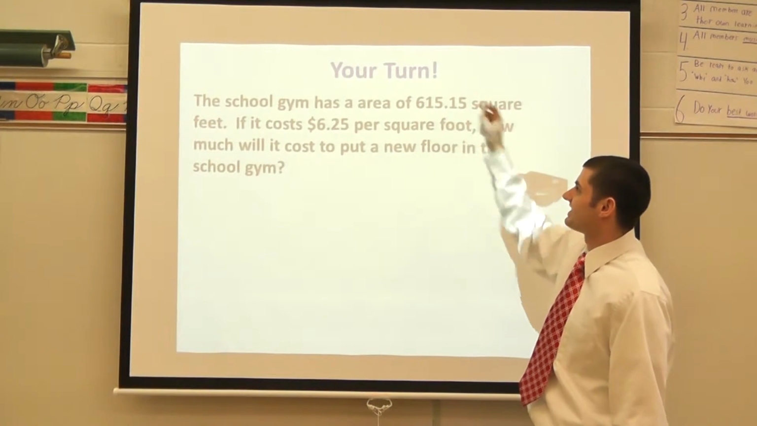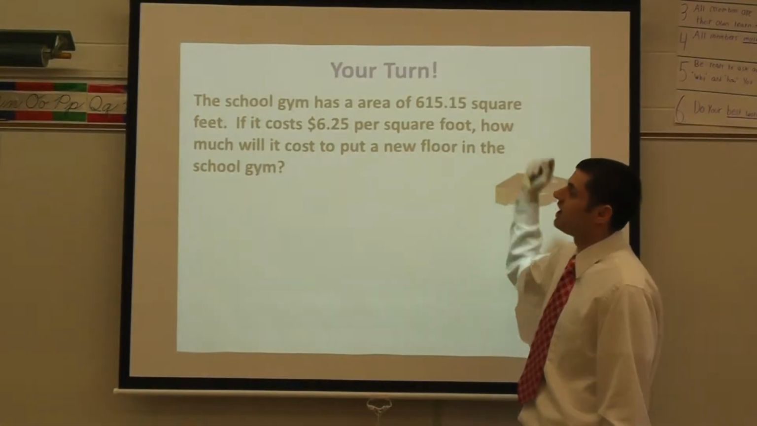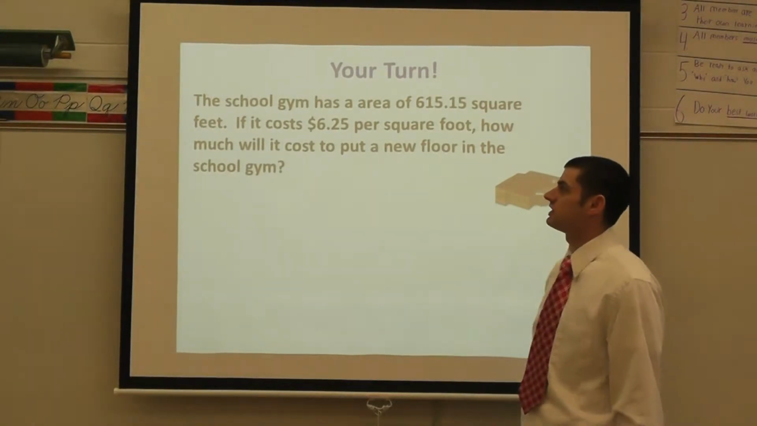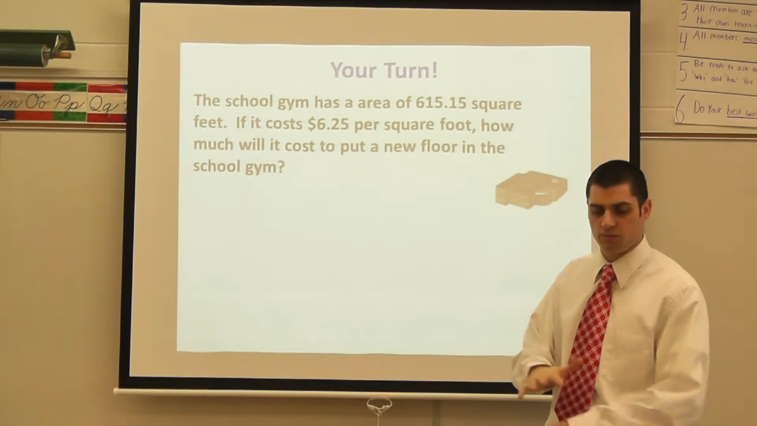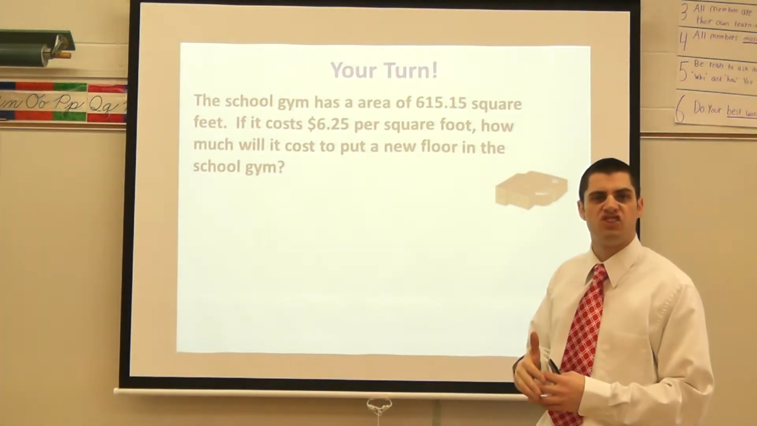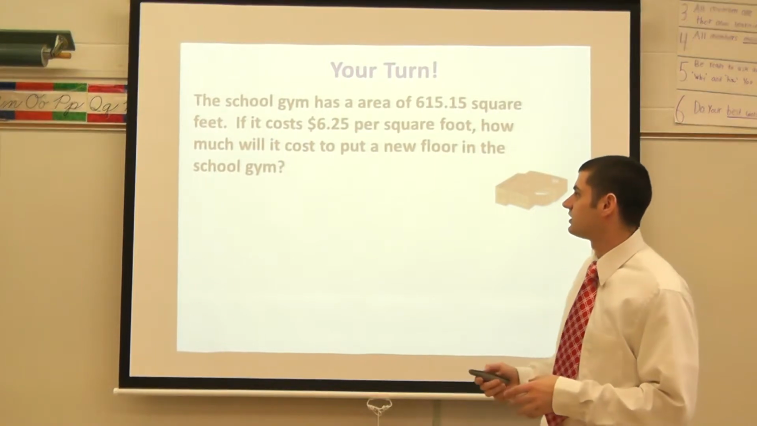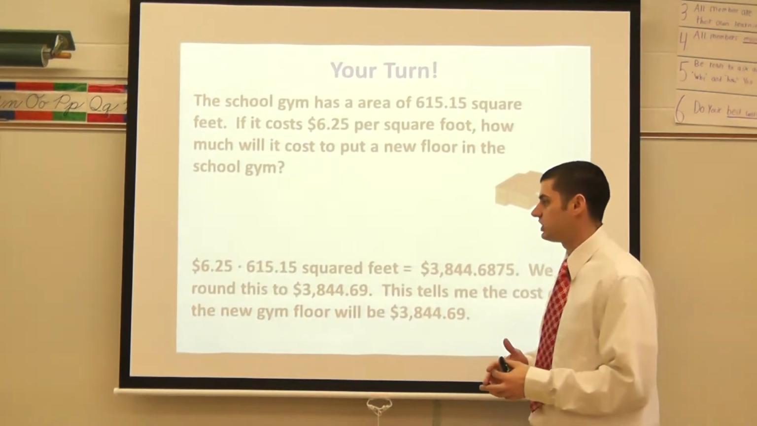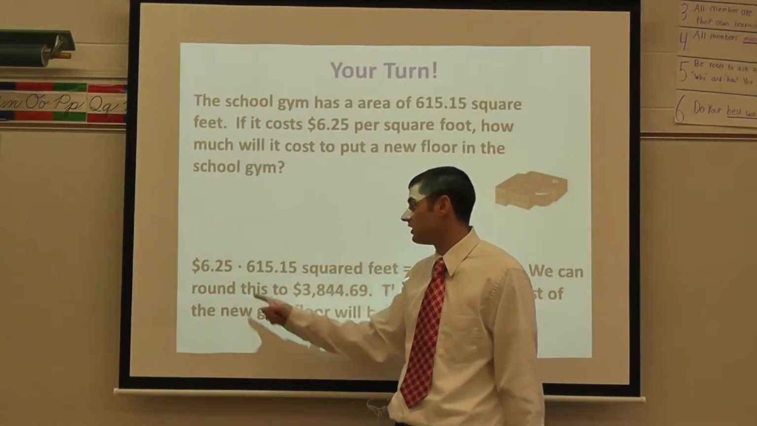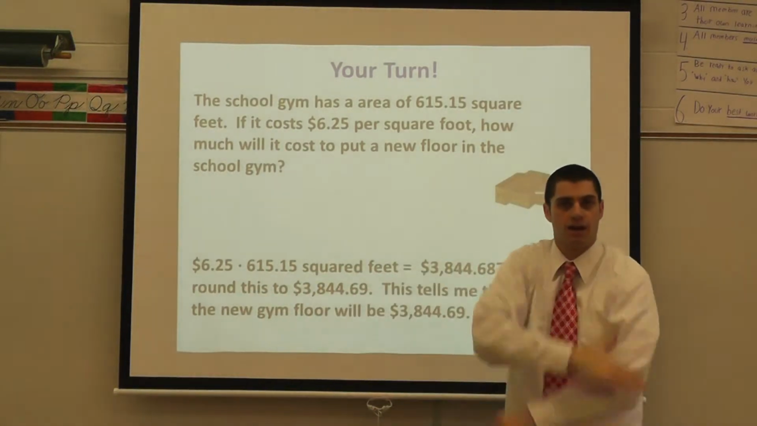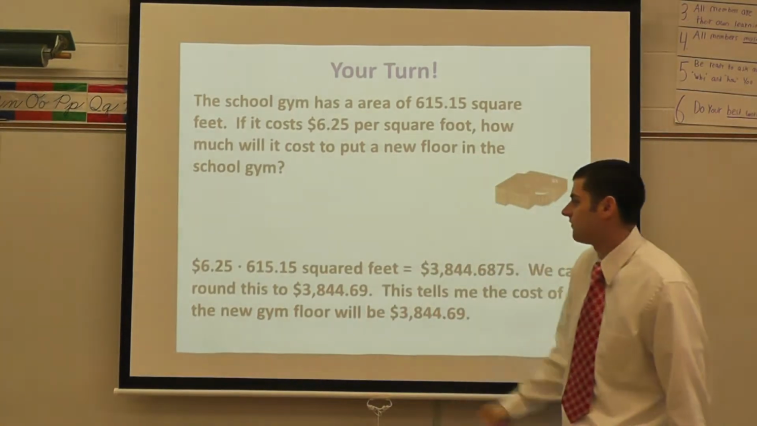You know that this building has an area of 615.15 square feet. It costs you $6.25 per square foot, and you have to find the cost it would be to put a whole brand new floor into the gym. Maybe Hazel Green will get a brand new floor. Who knows? So, I can use multiplication. I'm going to take $6.25, because that's what it costs per square foot, times the total area of the floor, which is 615.15 square feet.